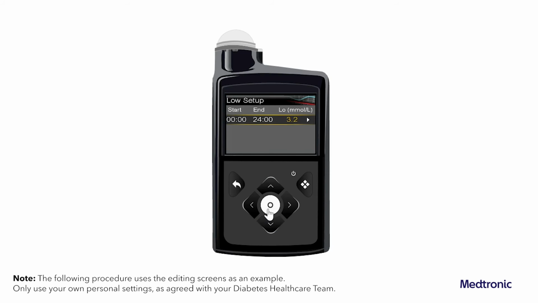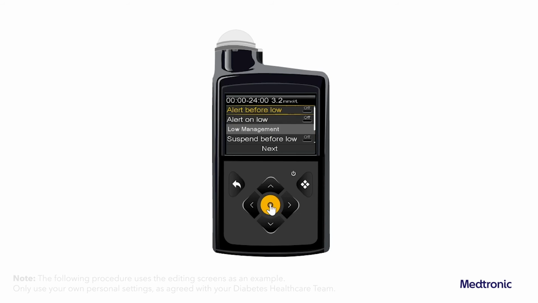Select the arrow to the right of the end time to select the low SG settings for the time segment. A screen appears and shows the available settings for the selected time period. Set the following alerts as desired. Select Suspend before Low to set the pump to suspend insulin delivery before the low limit is reached. Select Alert before Low to receive an alert before the low limit is reached.